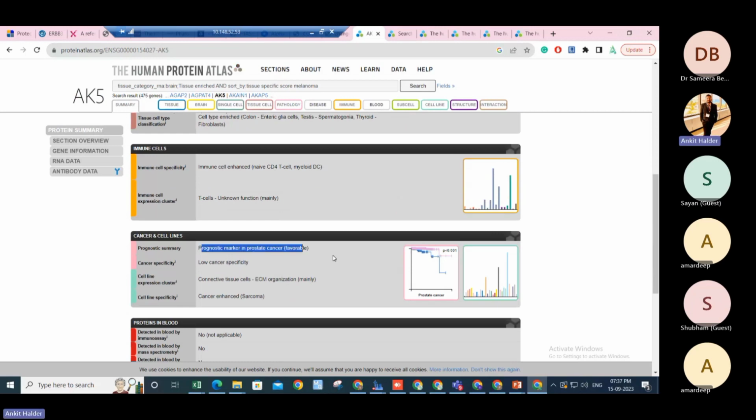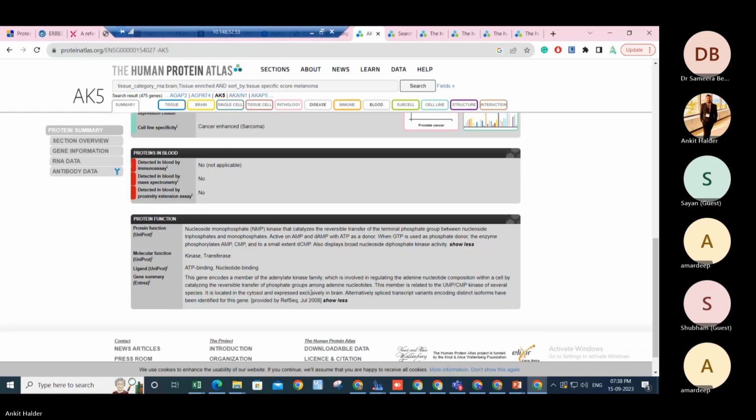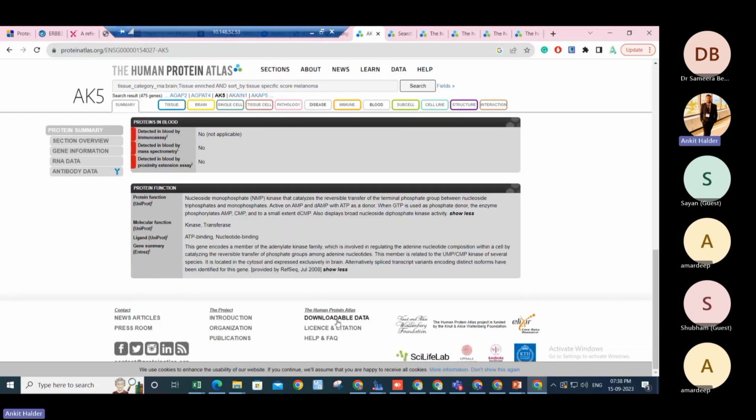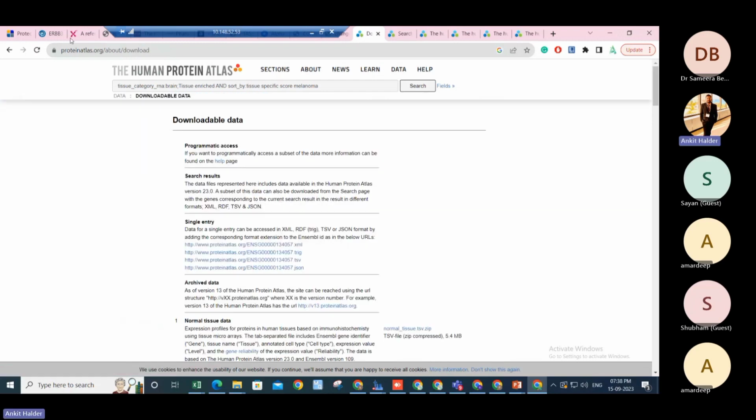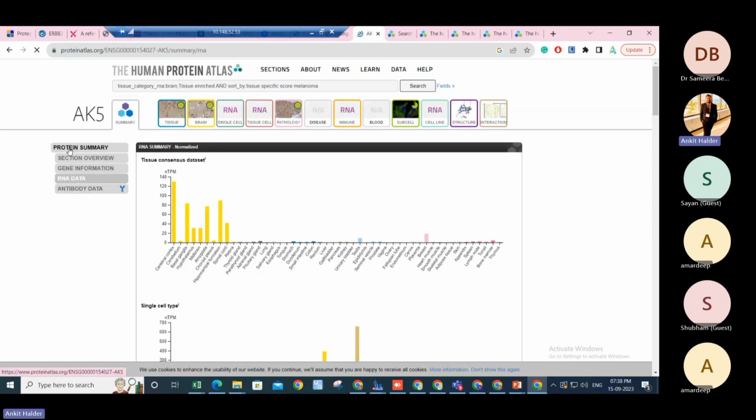Prognostic summary: prognostic marker in cancer, prostate cancer, favorable, low cancer specificity. Another thing is, in the blood, are you able to detect it or not? Okay, so you also have certain downloadable data which you can download. This is the RNA expression, RNA summary. So this will give you at what level.